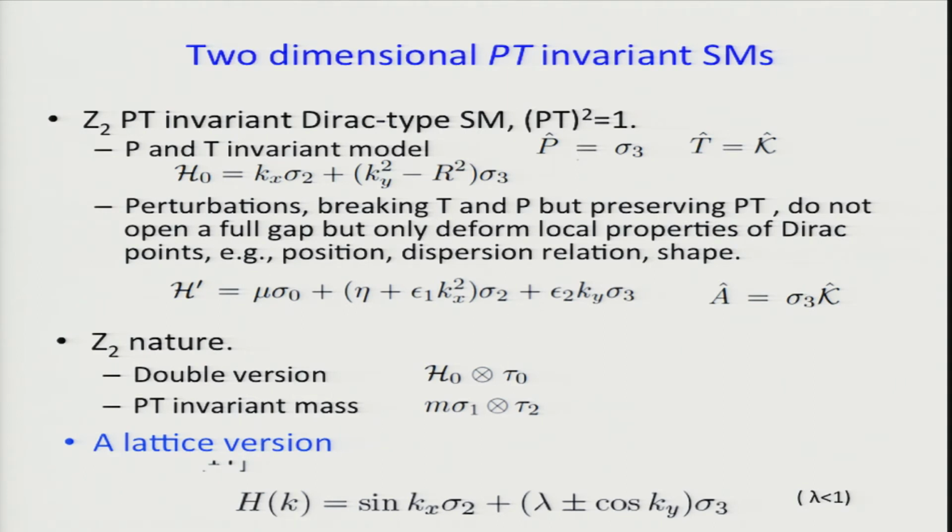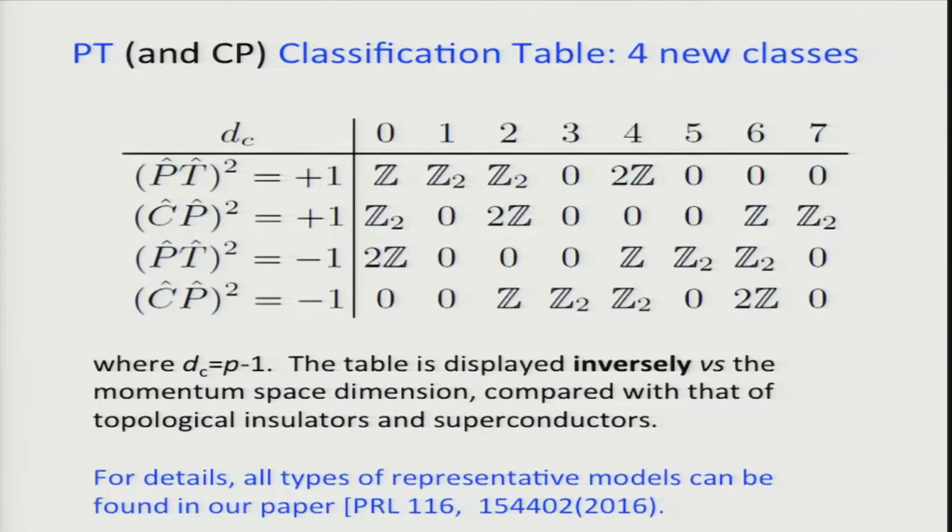For example, if we have PT squared equal to positive 1, first we start from both P and T, so you can find this Hamiltonian easily satisfies both P and T. But when we add these perturbations, you will find T or P are broken. So therefore, no T and P, but we have the joint PT. This A, I use this as sigma 3 times the anti-unitary operator.